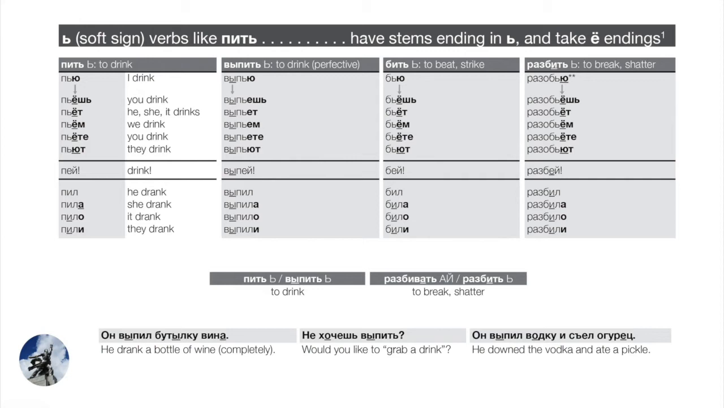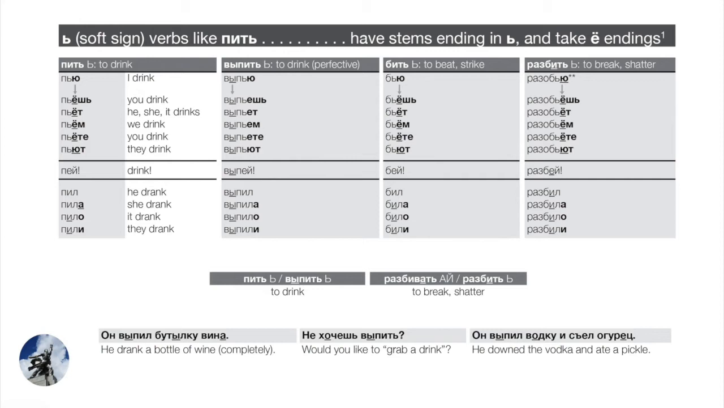Okay, look at a few examples. Он выпил бутылку вина. He drank an entire bottle of wine successfully, completely, right? That's the perfective. He drank it up. Не хочешь выпить? Would you like to have a drink? That's kind of a more colloquial usage. It doesn't necessarily imply, would you like to go drink completely, right? That doesn't really make much sense. It just simply means to go have a drink, perfective. Okay, он выпил водку и съел огурец. He downed the vodka and ate a pickle, right? Pickle there is what's called a закуска in Russian, a snack that you have with vodka.